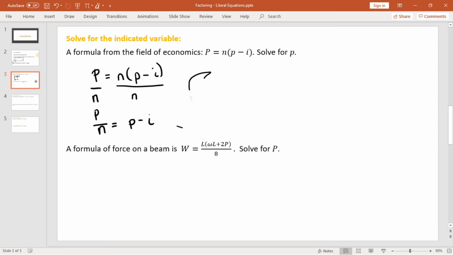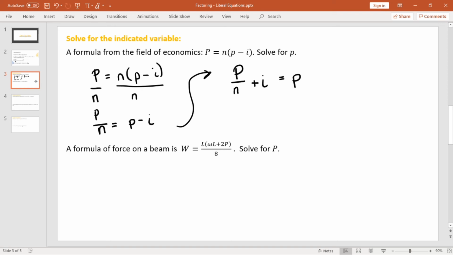I'm going to come up here, and I'm going to send I to the left side, and I'm going to have big P over n plus I equals little p. And there you are, isolated little p.